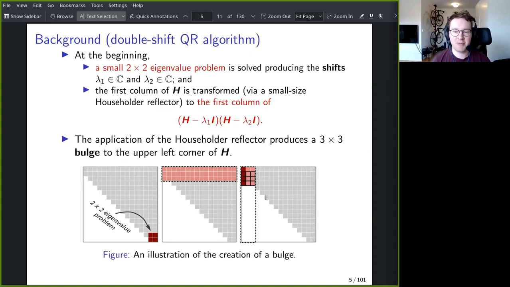And what happens here is that you will actually end up creating some fill-in. So at first you have this upper Hessenberg form here. You apply the transformation, you create fill-in here. And once you apply it to the right, you end up creating more fill-in in the matrix. So you end up forming this 3 by 3 bulge below the diagonal.